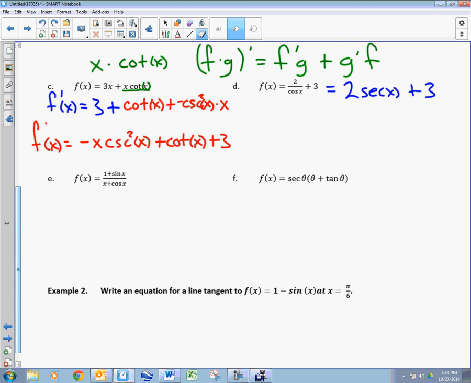So once I have that relationship established, I can rewrite the function as 2 secant of x plus 3. Now finding the derivative is simple. The derivative of secant is secant times tangent. 2 secant of x times tangent of x.